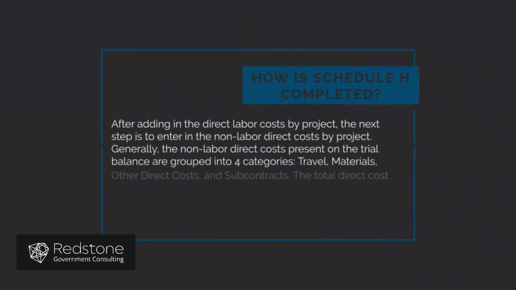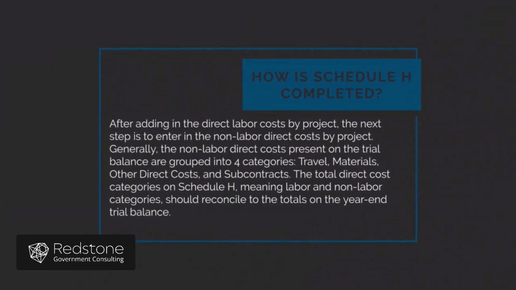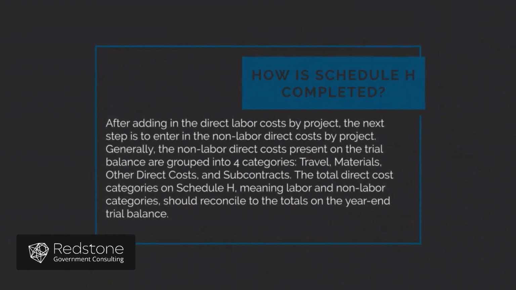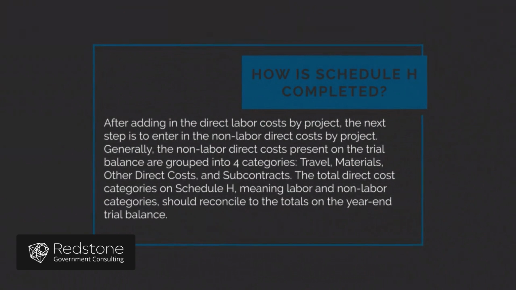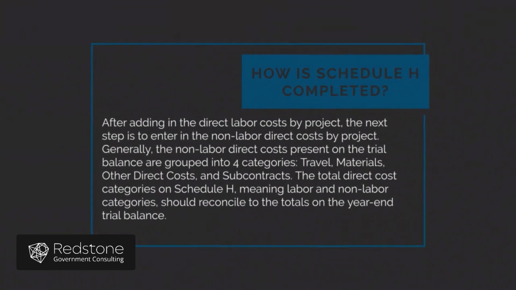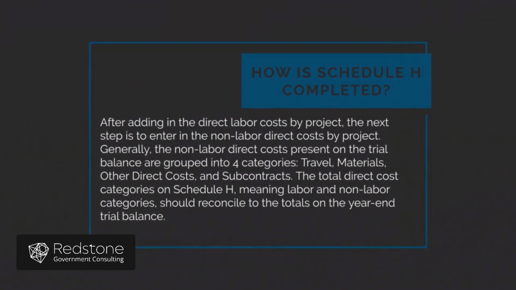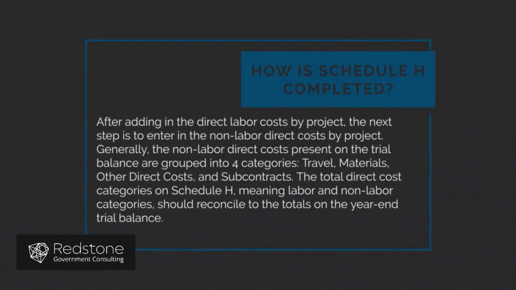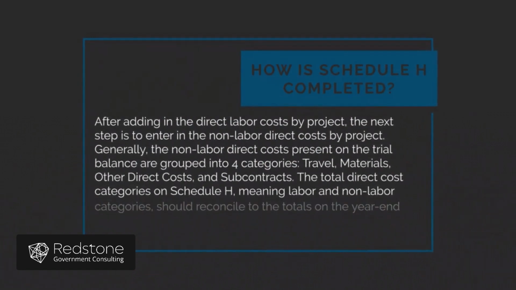After adding in the direct labor cost by project, the next step is to enter in the non-labor direct costs by project. Generally, the non-labor direct costs present on the trial balance are grouped into 4 categories: travel, materials, other direct costs, and subcontracts. The total direct cost categories on Schedule H, meaning labor and non-labor categories, should reconcile to the totals on the year-end trial balance.